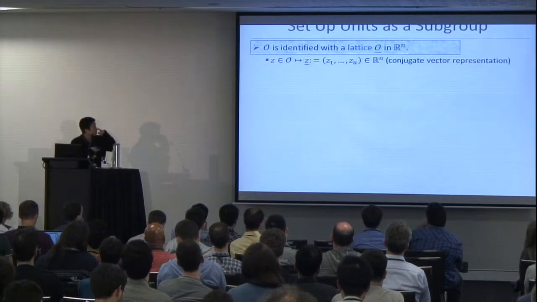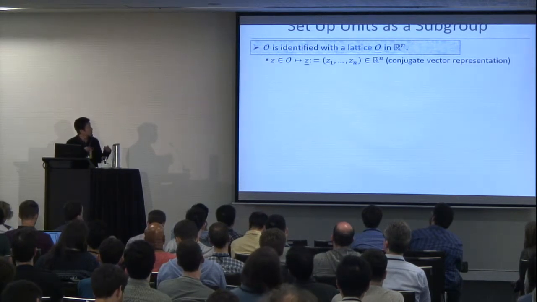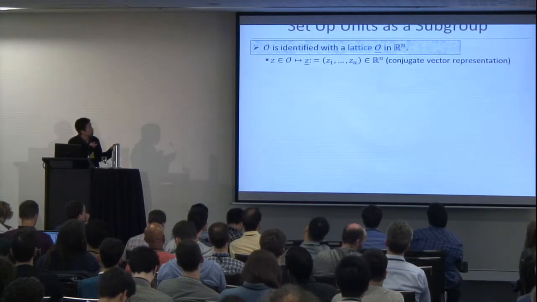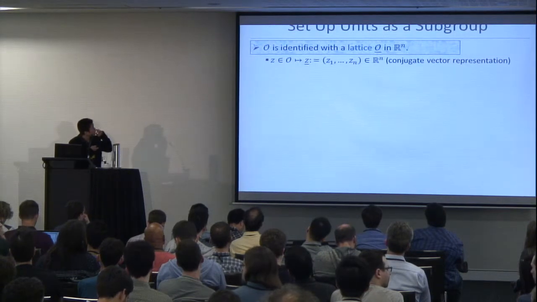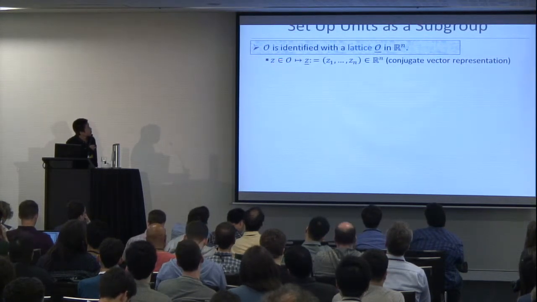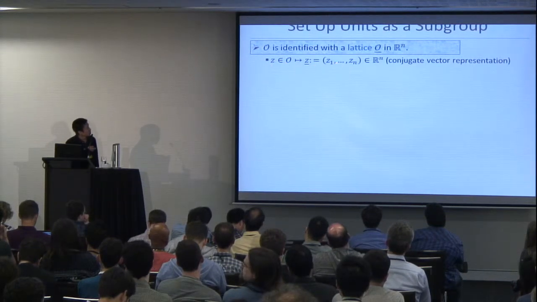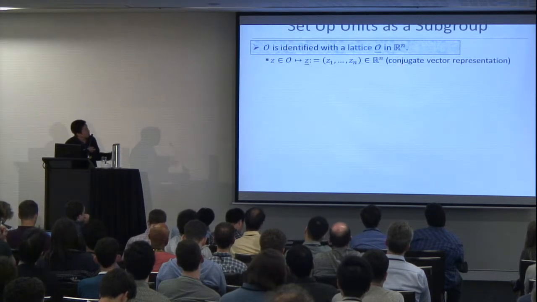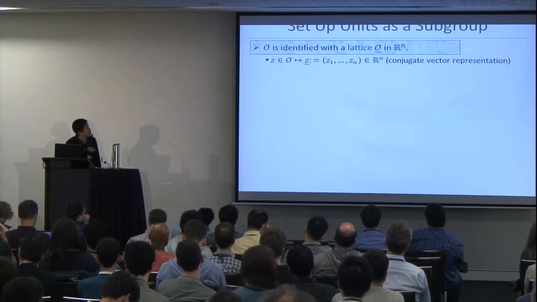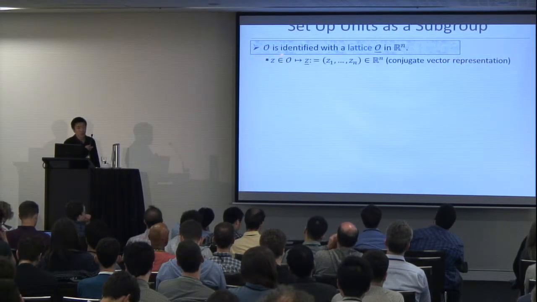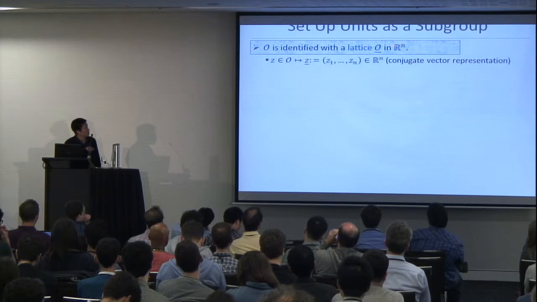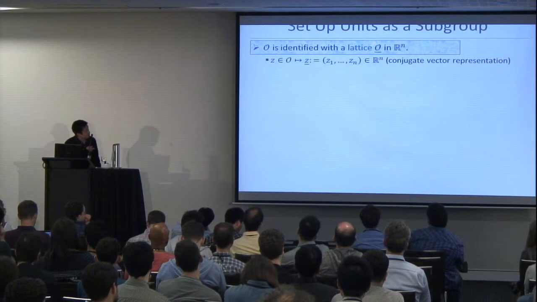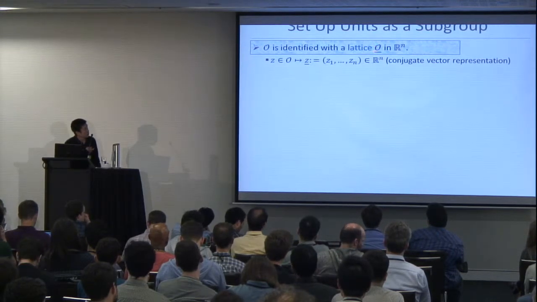Okay, so we need to dig into the structure of the number field a little more in order to see how to set up the units as a subgroup. It's known that we can represent a field element as an n-dimensional vector by the so-called conjugate vector representation. And in this way, the ring of integers forms a lattice in R to the n. This lattice will be very useful in the next few slides. I'll denote it as O underline here.